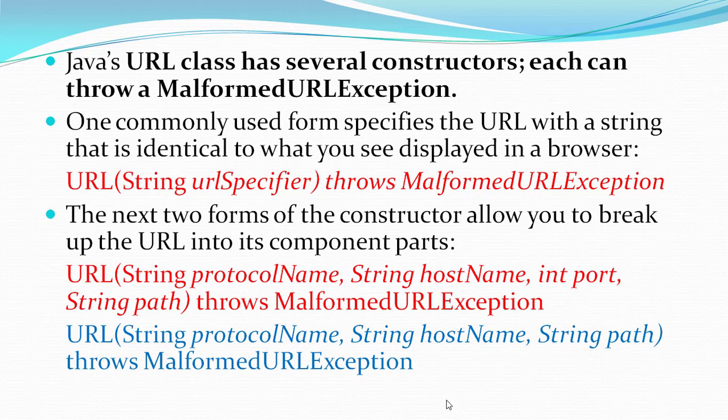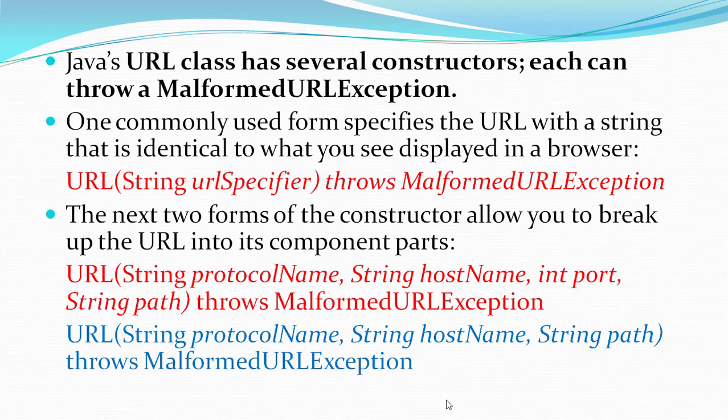Now, Java's URL class has several constructors. Each can throw a MalformedURLException. M capital, URL capital, E capital. These three words are connected: MalformedURLException. One commonly used form specifies the URL with a string that is identical to what you see displayed in a browser. URL(String urlSpecifier) throws MalformedURLException. This is the first constructor.